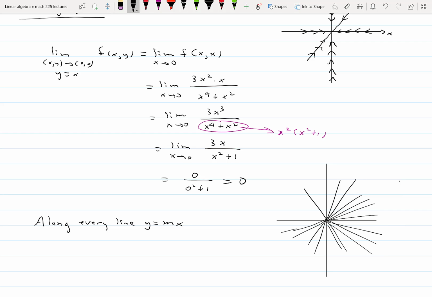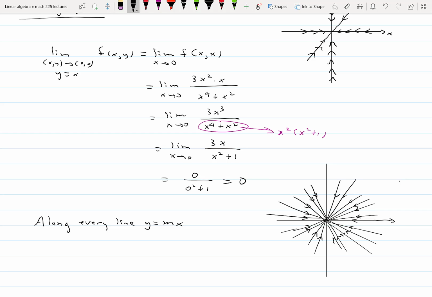Almost every single line. I'm drawing a bunch of them. Okay, and I want to see all at once if I can figure out a different value, one of these lines that gives us a different limit. I'm letting x and y approach 0 along almost every line that goes to the origin. Which one's missing? y equals mx.